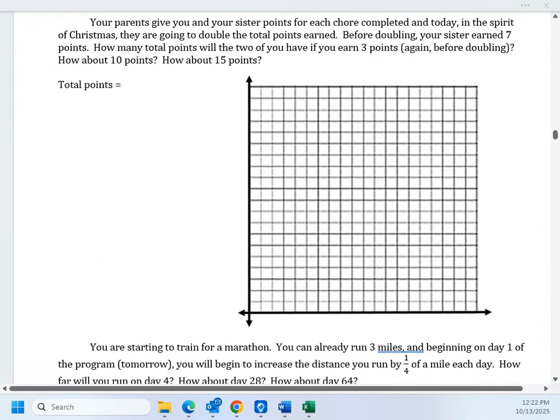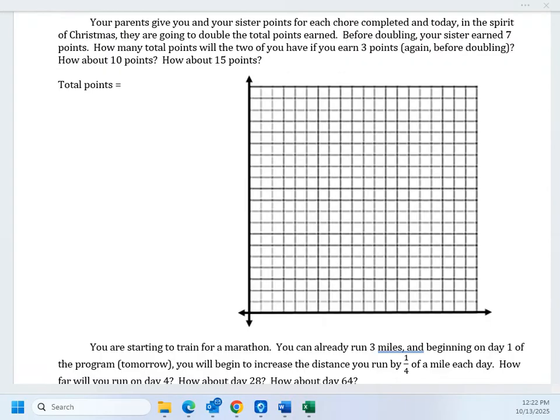Your parents give you and your sister points for each chore completed, and today, in the spirit of Christmas, they are going to double the total points earned. Before doubling, your sister earned 7 points. How many total points will the two of you have if you earn 3 points, again, before doubling? How about 10 points? How about 15 points? So, what do you think that expression is going to look like?